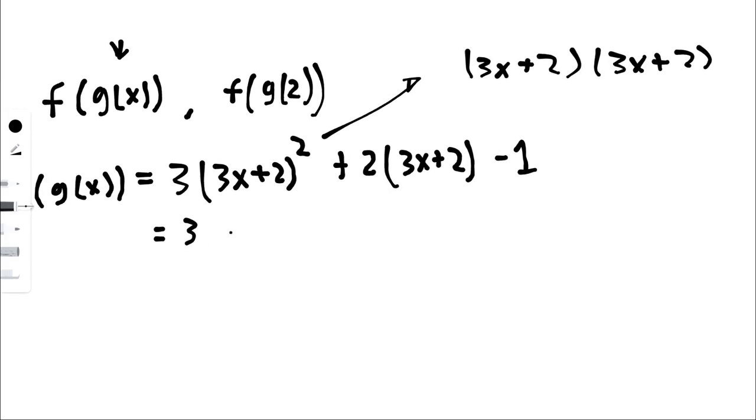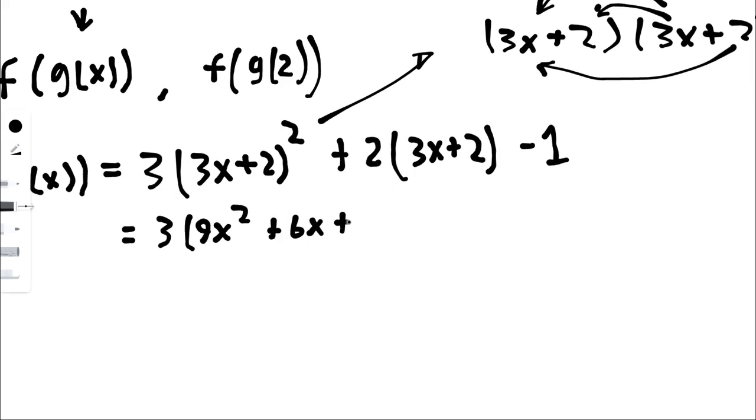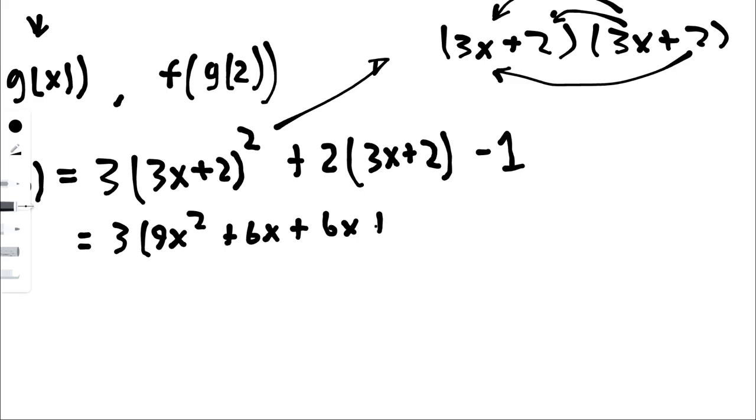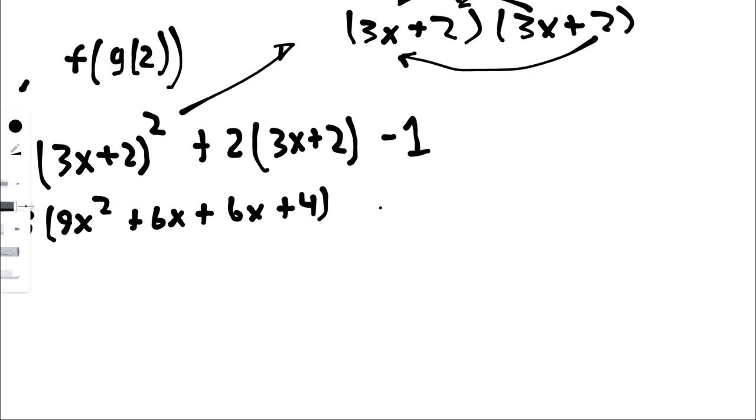All that will equal, so you're going to multiply this in first, so that's 9x squared. And then 3x times 2, you get plus 6x. And then 2 multiplied by 3x, same thing again, plus 6x. And then 2 squared, so you get plus 4. That's all being multiplied by 3, so don't forget those brackets. And then I'm just going to expand the 2 here. This is going to become 6x plus 4.